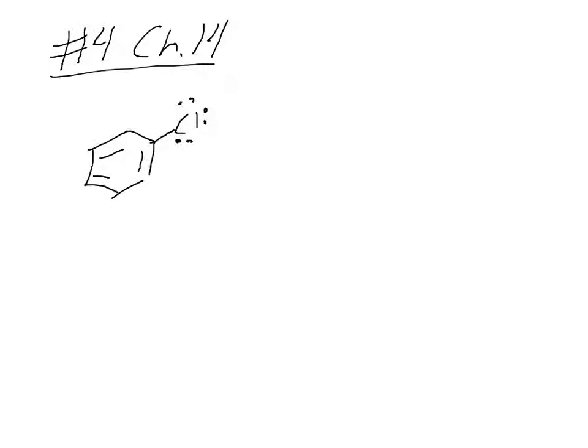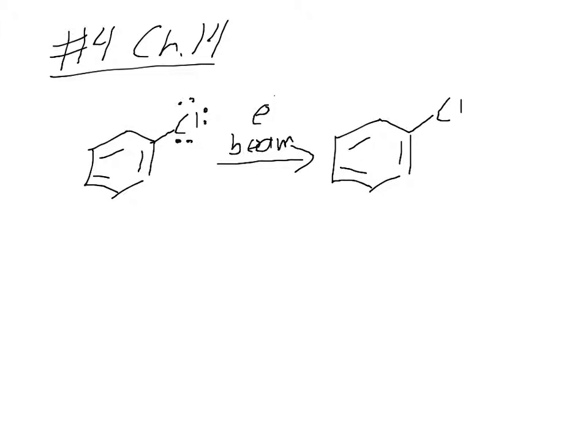So what do we need to do first? What's the first thing that's going to happen with this molecule? The electron beam is going to hit. And what type of electron is easiest to knock out here? One of the electrons on the chlorine, right? So now we have a plus.